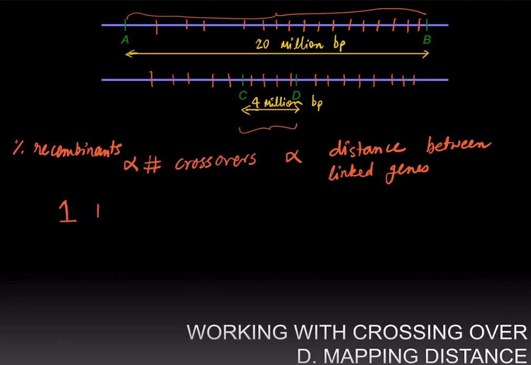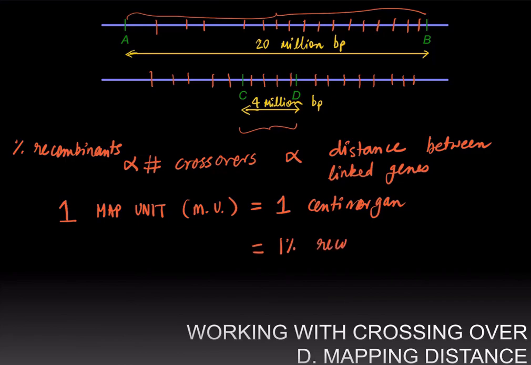chromosome, and we say one map unit, abbreviated as MU, and this is also called a centimorgan in honor of Thomas Hunt Morgan, is that distance between genes that produces 1% recombinant gametes, or 1% recombinant progeny in a test cross.